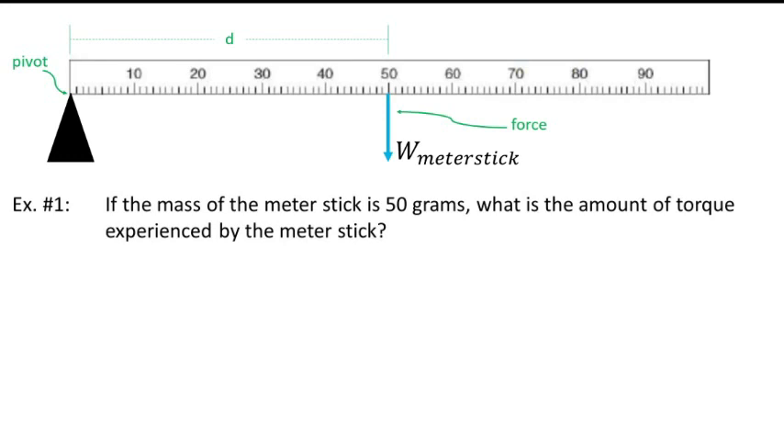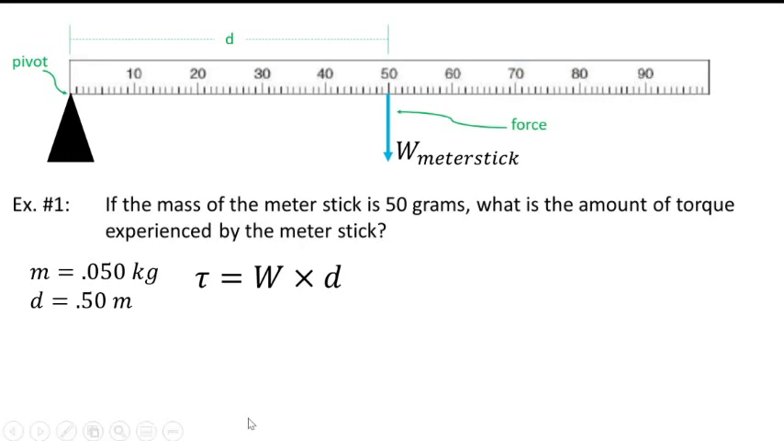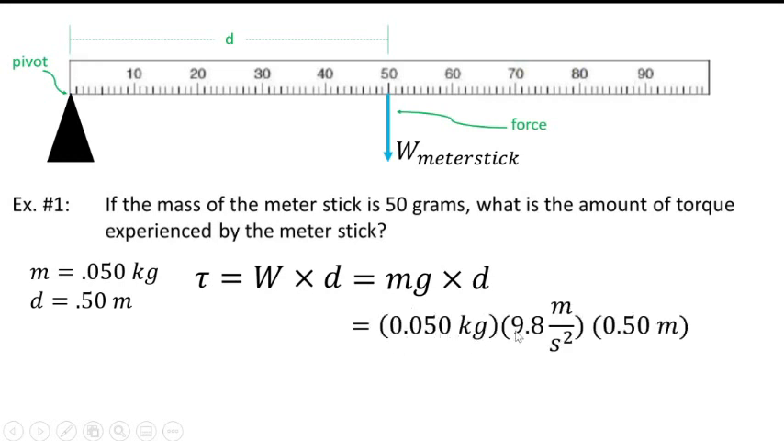Let's have the first example. If the mass of the meter stick is 50 grams, what will be the amount of torque experienced by the meter stick? We convert the 50 grams to kilograms, so that is 0.05 kilogram. The lever arm here is the distance from the pivot to the force, so that is 50 cm or 0.5 meters. Based on the formula we discussed, torque is weight times the lever arm, and weight is equal to mg, so torque is mass times gravity times the lever arm. Placing the given values, that is 0.05 kilogram times 9.8 meters per second squared times 0.5 meters, and the answer is 0.245 Newton meter. This becomes Newton because kilogram meter per second squared is equivalent to Newton, and then times meter gives Newton meter.